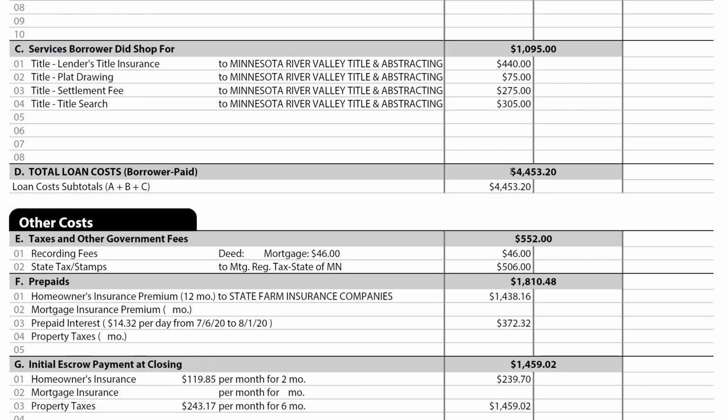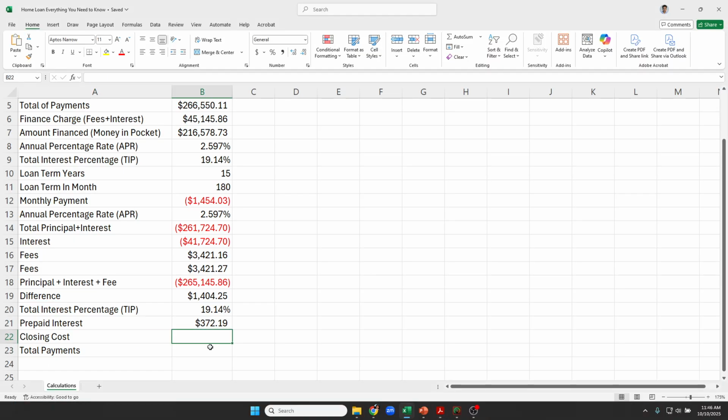So this is the loan cost that goes to the bank. The other costs do not go to the bank except the prepaid interest. So this is the loan cost, not the other costs. I'm going to say loan cost instead of closing cost because closing cost actually includes everything. So the total payment will be simply this plus the loan cost plus the prepaid interest plus this principal and interest. Now, this is a negative number, so I'm going to use a negative sign so that it becomes a positive number.